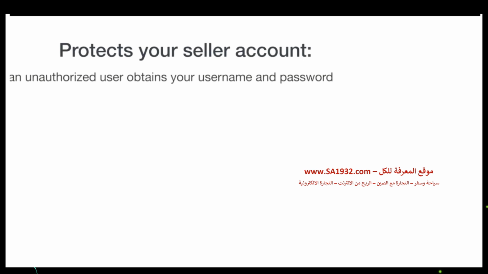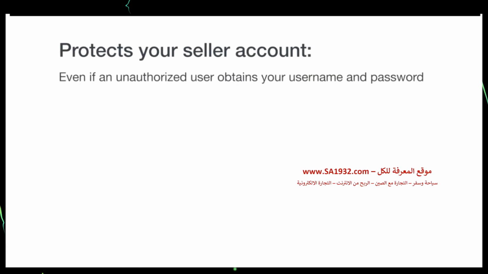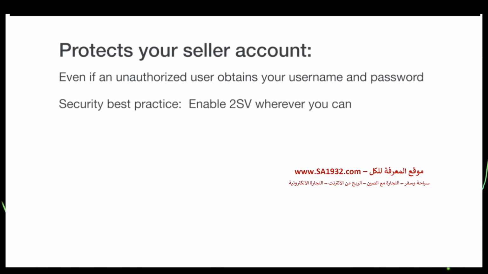2SV protects your account even if an unauthorized user obtains your username and password and tries to log in, since they won't be successful without your cell phone or authenticator app to provide them a temporary code. As a security best practice, you should enable 2SV wherever you can. For example, your online banking or social media accounts.